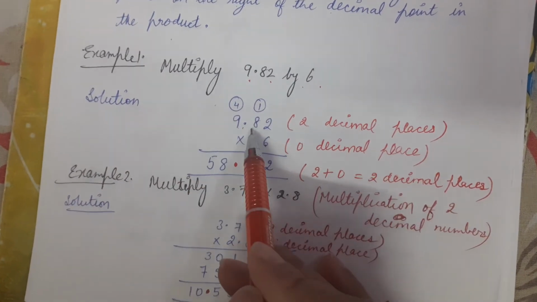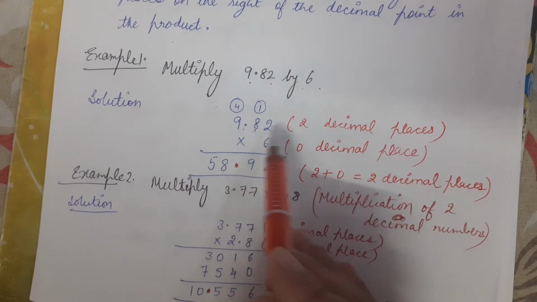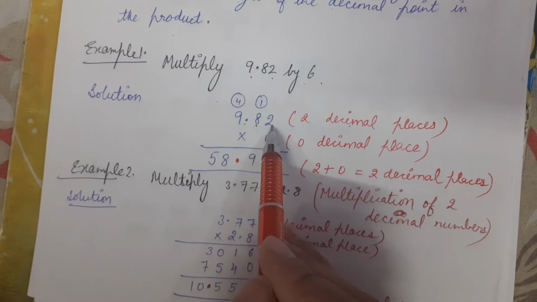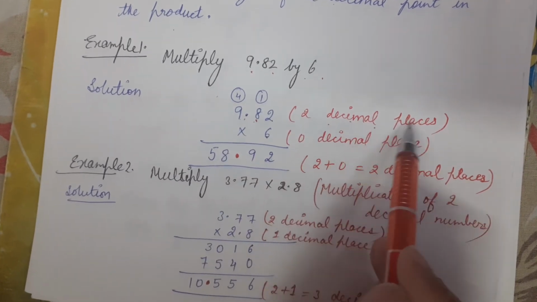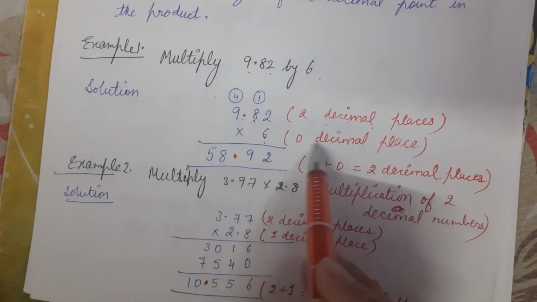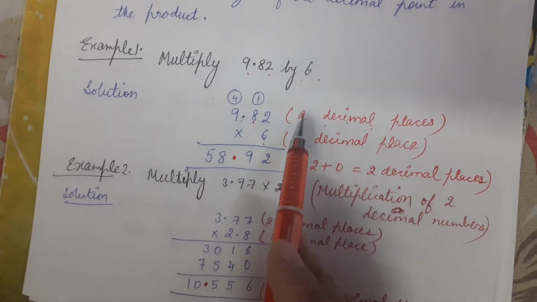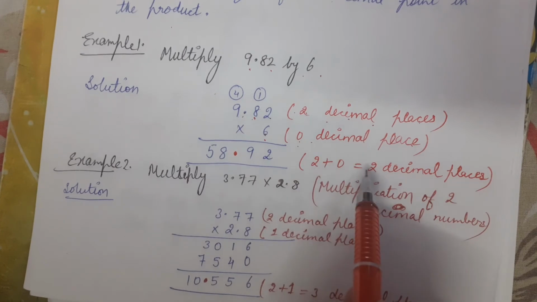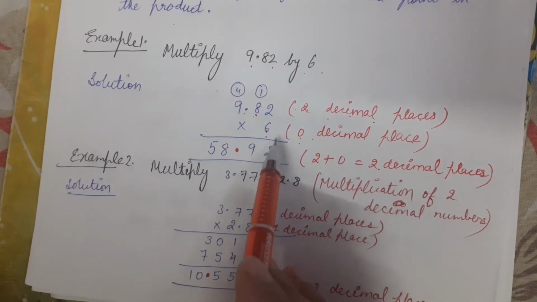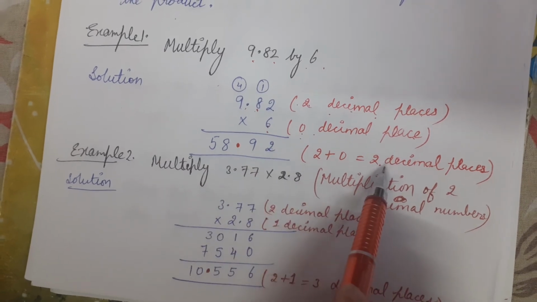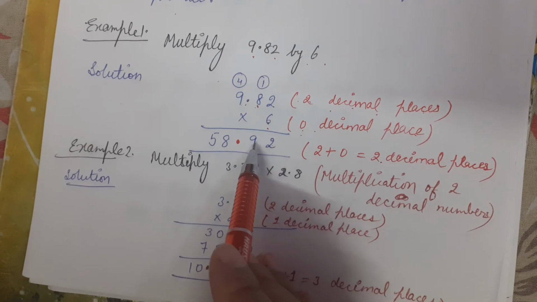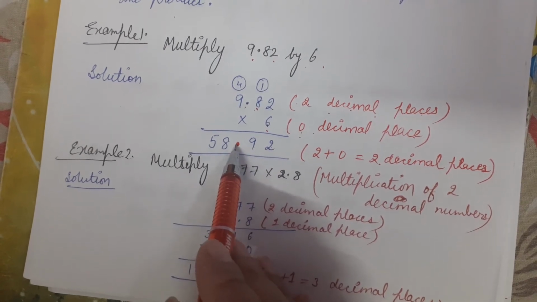How? First of all, we have to check the first number has 2 decimal places. After the decimal, 2 digits are there, so we are saying 2 decimal places are there. In this case, no decimal places here, so 0 decimal places. When we are adding this, 2 plus 0, that is 2 decimal places. Now after calculating the product, we have to check decimal places. Decimal places are 2, so count from the right 1, 2 and put the decimal here.